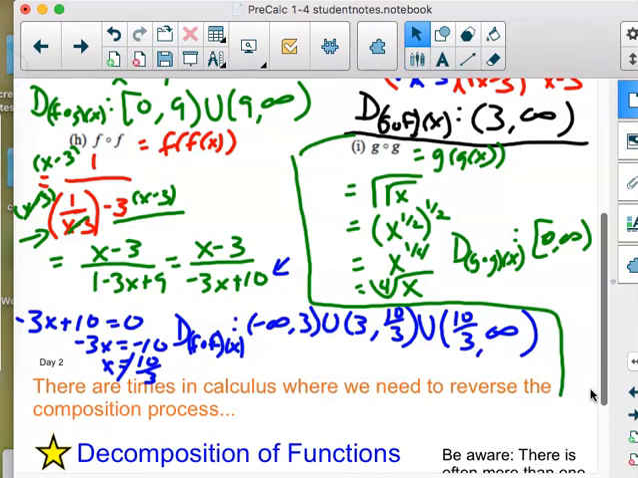All right, that is everything from the first part of our objectives: add, subtract, multiply, and divide functions. Halfway through compose and decompose functions because we were just composing. And tomorrow we will start talking about decomposing functions.